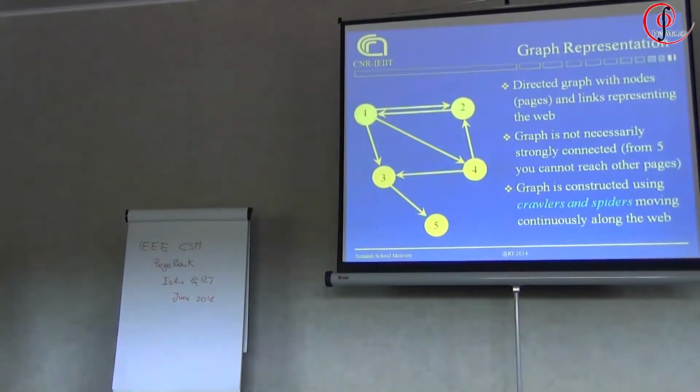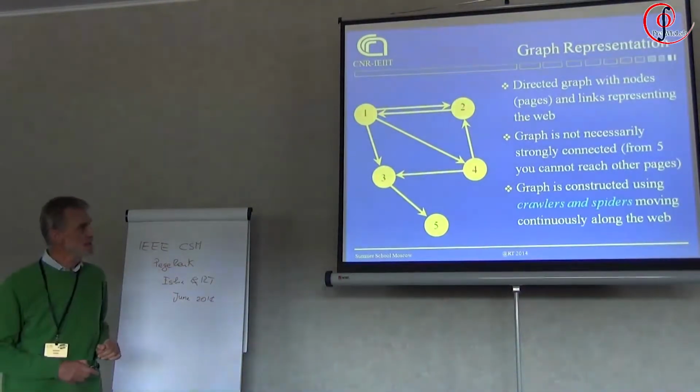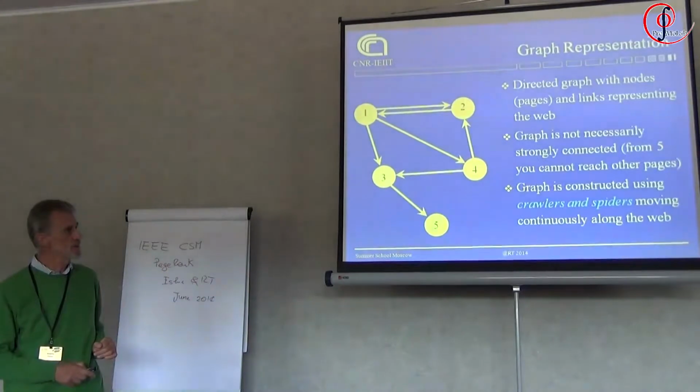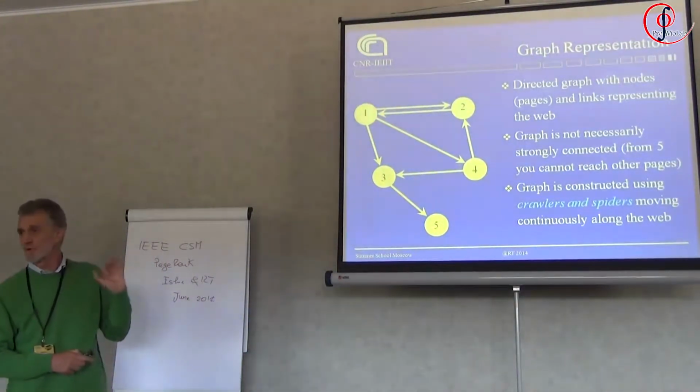Here is a very simple example, just to focus on that. We have a graph representation with, say, 5 pages, and then we have links connecting them. So it's a directed graph, with nodes and links represented. Notice that the graph is not necessarily strongly connected, because from page number 4 you cannot go back. So this is an important issue.